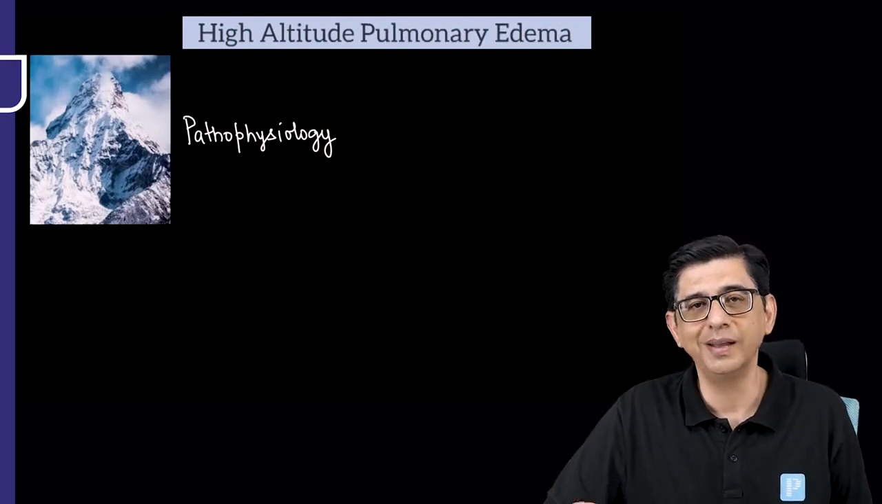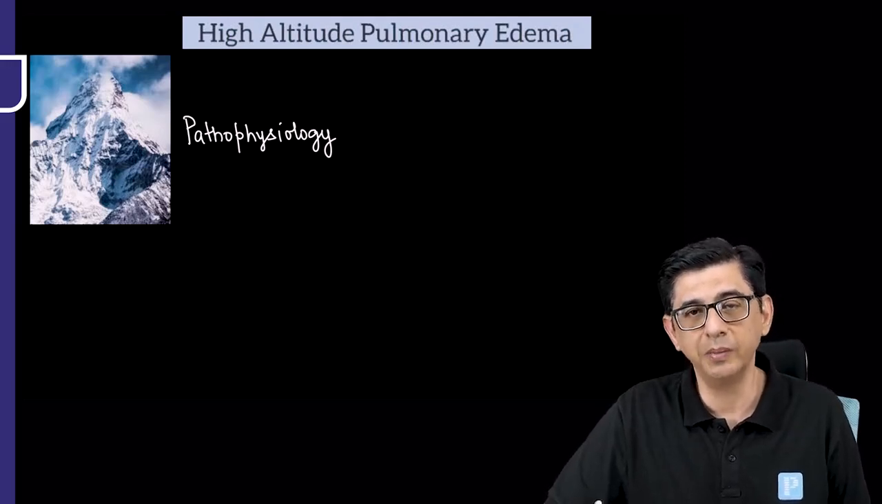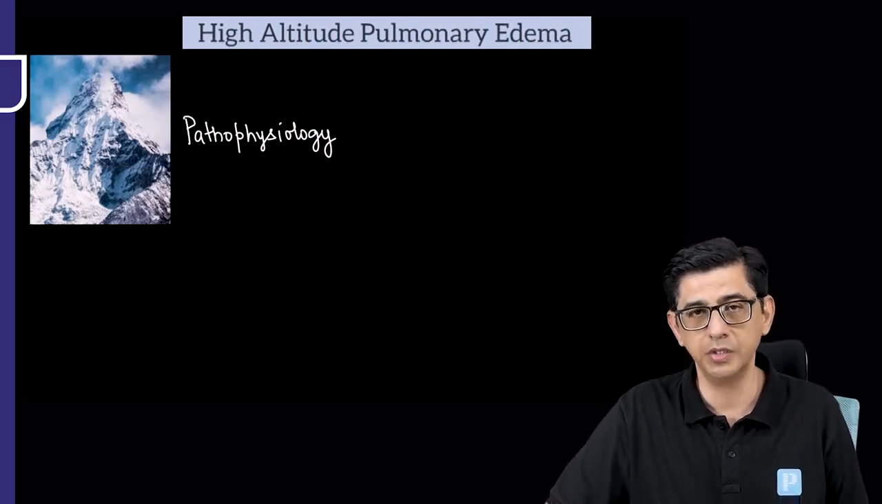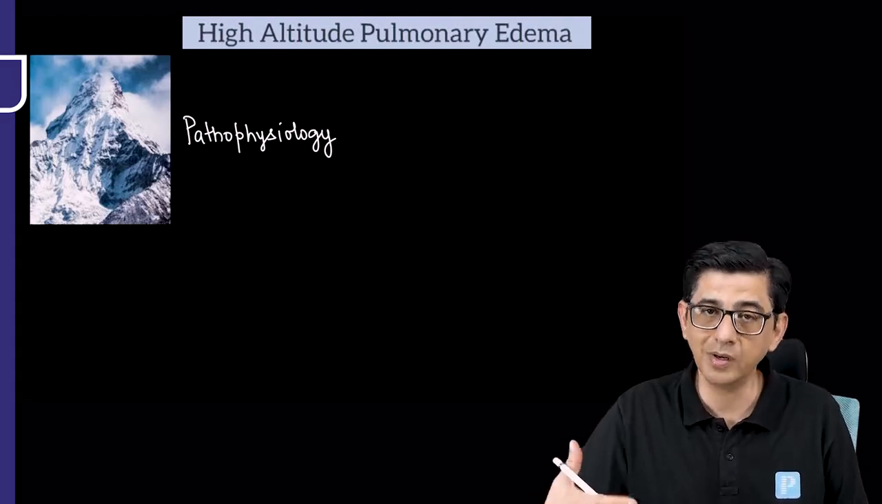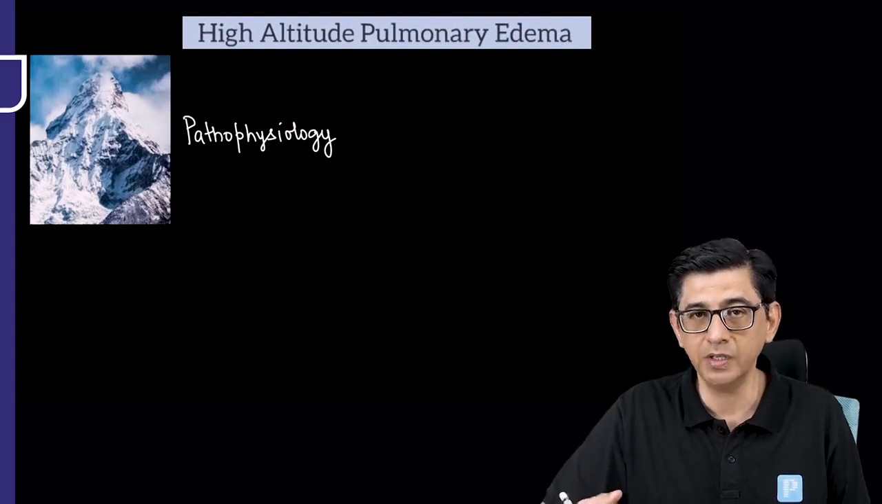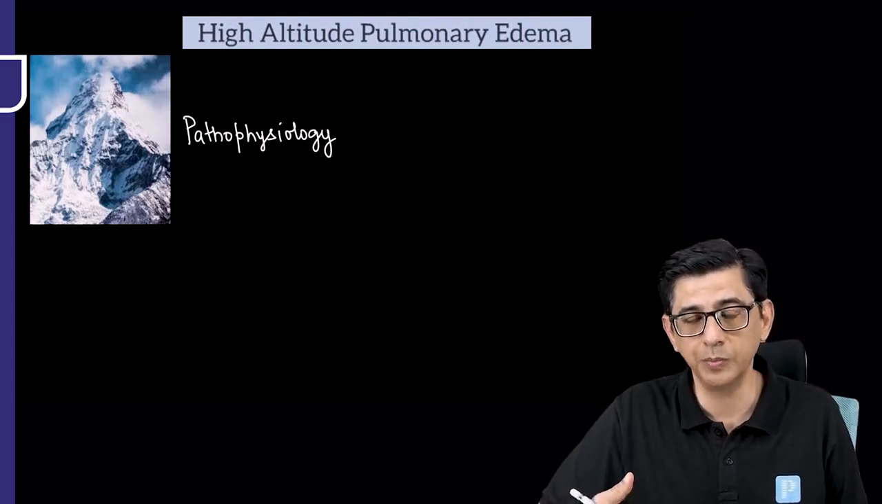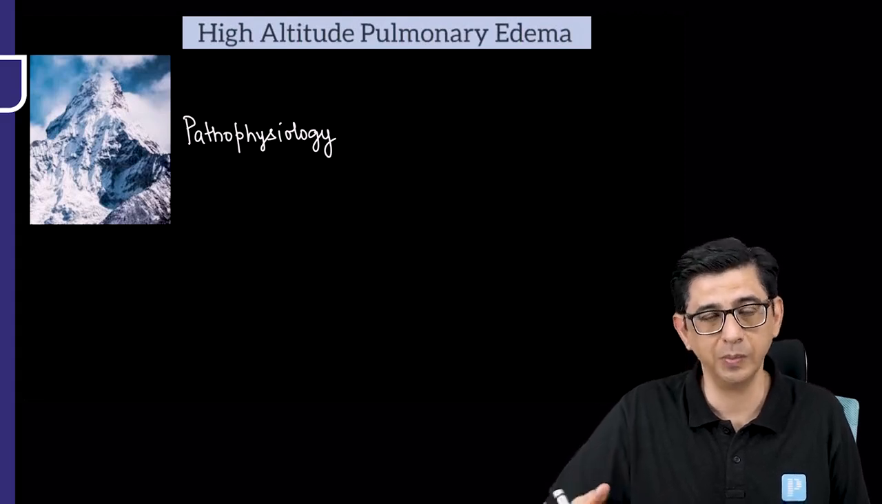Hi guys, welcome back. Next up is high altitude pulmonary edema, and in the recent exams they asked what is the type of hypoxia seen in this condition. Options were histotoxic hypoxia, anemic hypoxia, hypoxic hypoxia, and a lot of guys did not even bother to read the fourth option and answered this as hypoxic hypoxia.